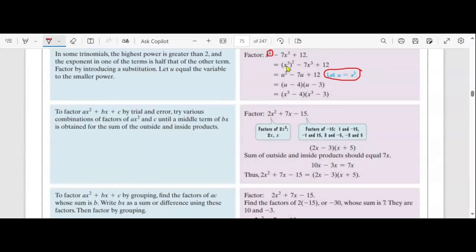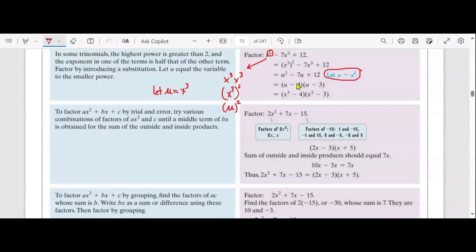And we will transform this one. x to the power of 6 is x to the power of 3 times x to the power of 3, correct? So we can say (x to the power of 3) all to the power of 2. We're going to let u equal x to the power of 3, so this will be u to the power of 2. Now this makes it easy to factor.